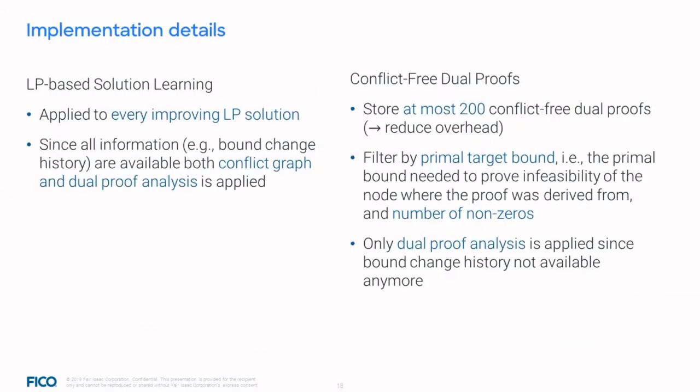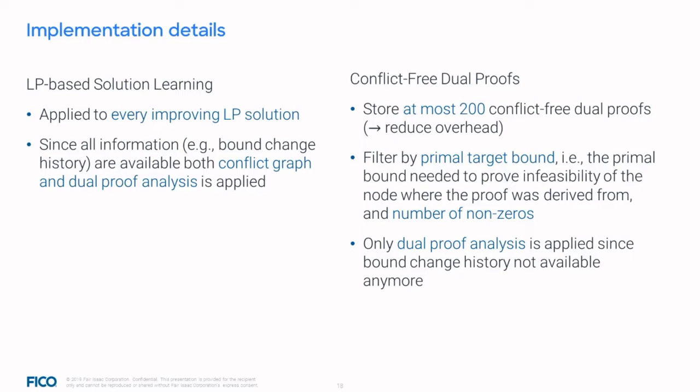Within our implementation, we apply AP-based solution learning to every new incumbent that we find through a node AP relaxation. This also means that we apply it only to node AP solutions, not to heuristic solutions. Heuristic solutions often do not use the current local bounds, and they often come without dual information. Hence, they cannot be used for learning. For solution learning, we apply both conflict graph analysis and dual proof analysis.